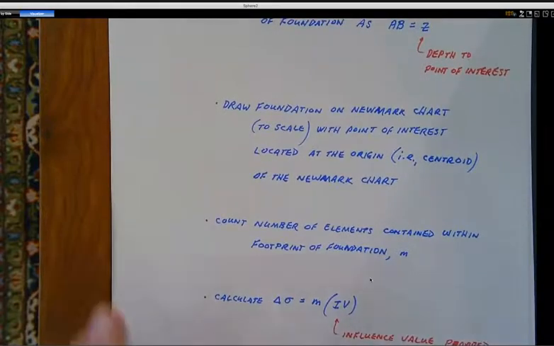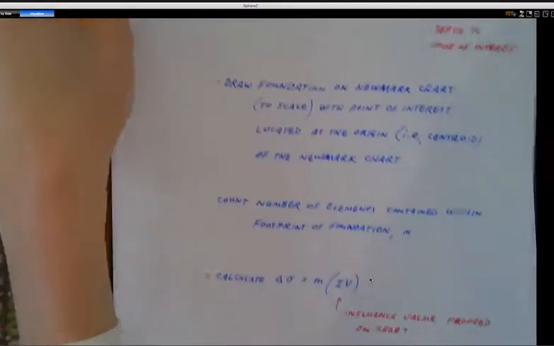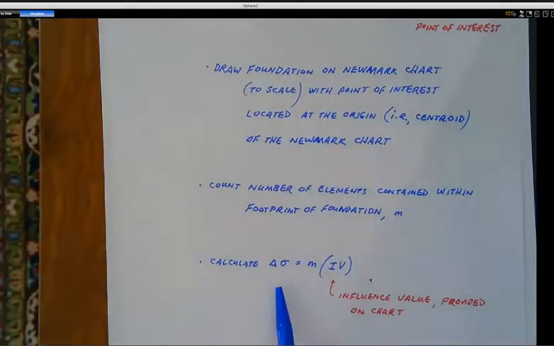And after that, we calculate the delta sigma. It is a simple calculation here. It is M times this influence value, which is provided right on the chart. All these charts have a number provided for you, and it's just a constant that applies. So I'd like to show you how that unfolds on this chart.